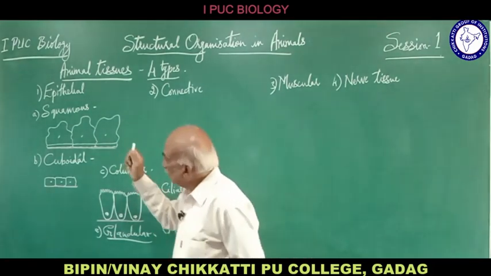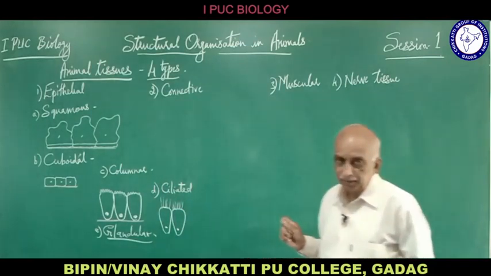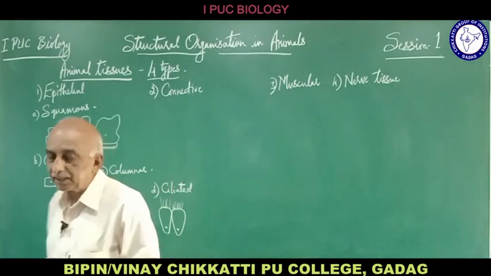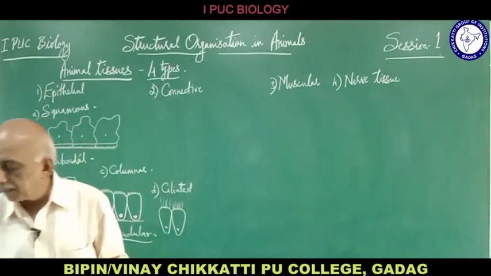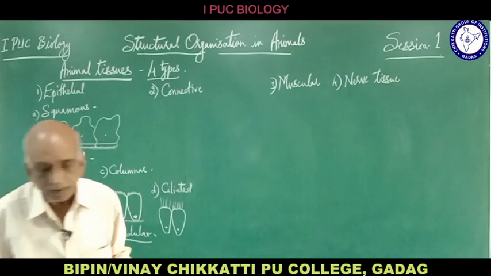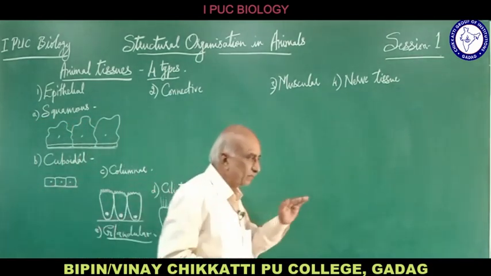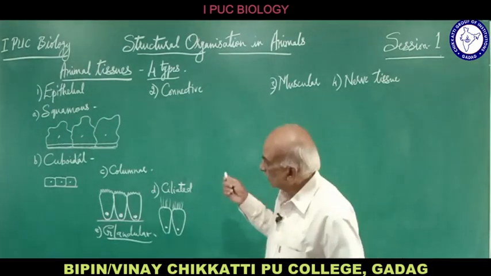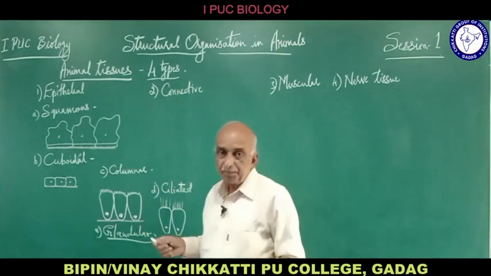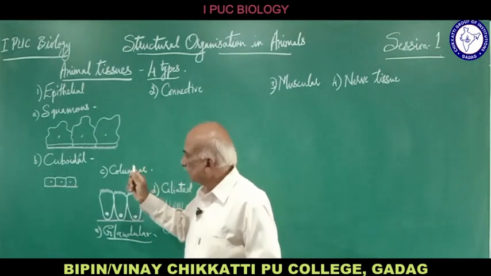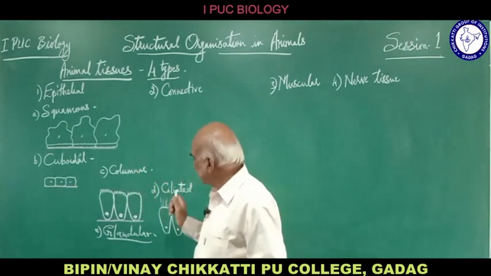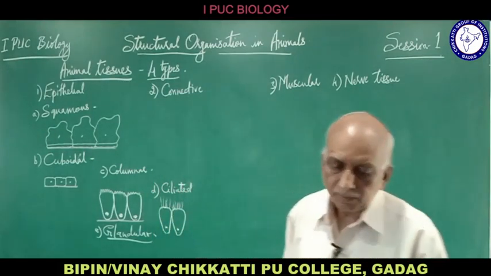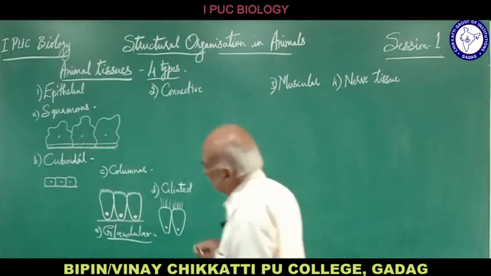So these are the 5 types of epithelial tissue. Epithelial tissues are tissues which form the external surface and the internal surface of the organs. They cover the external and internal surfaces of the various organs in the body, and there are different types based on shape and function: squamous epithelium, cuboidal epithelium, columnar epithelium, ciliated epithelium, and glandular epithelium. So the epithelium is of different types.